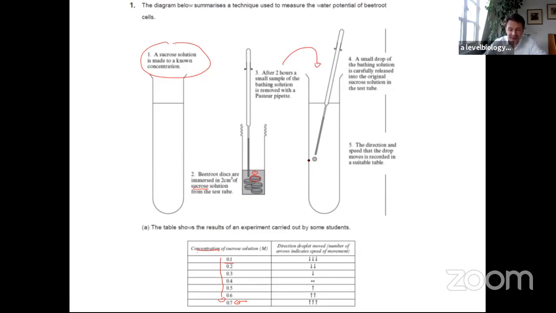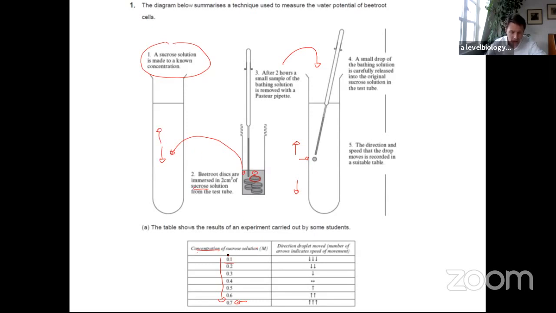And then they see whether the droplet rises or falls, and why. So a pretty difficult question, because you have to understand why the droplet would rise or fall. So you're putting the droplet of water back into the original solution. If it falls, it's going to be more dense than the original solution. If it rises, it's going to be less dense than the original solution.